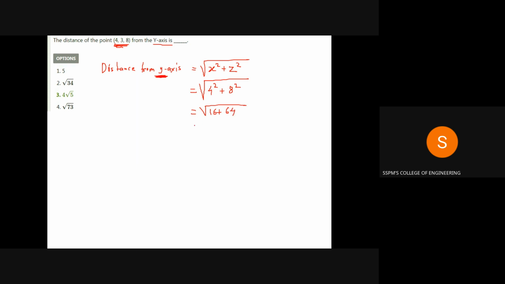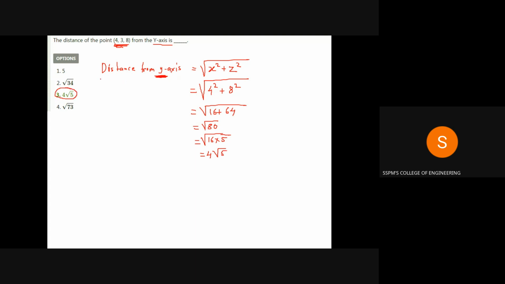16 plus 64, that is root of 80. What is root of 80? It is root of 16 into 5. Instead of 80 you can write 16 into 5. Okay, 16 into 5 is 80, so root of 16 is 4 root 5. The answer will be 4 root 5.